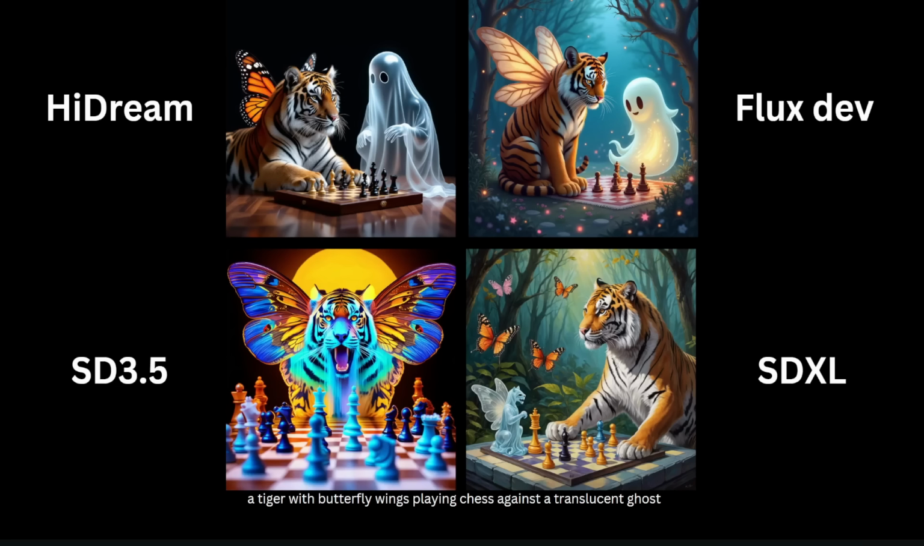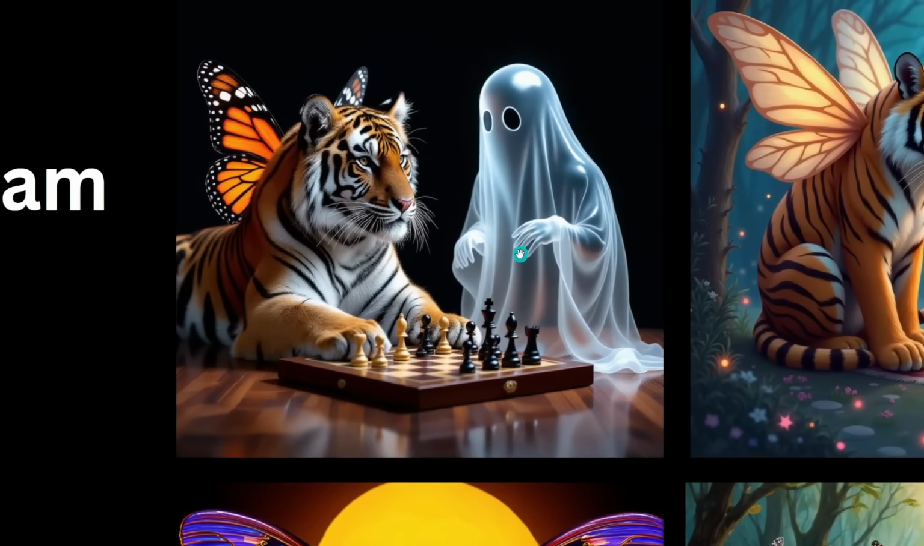Alright, here again, I'm testing it on a really tricky prompt with things that don't really go together in real life. So here the prompt is a tiger with butterfly wings playing chess against a translucent ghost. So here's HiDream's generation. This is the best of 3 generations. And there is a tiger with butterfly wings. This is a translucent ghost, plus they are playing chess.